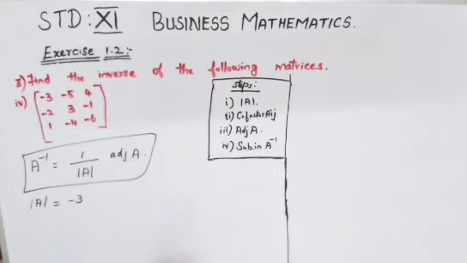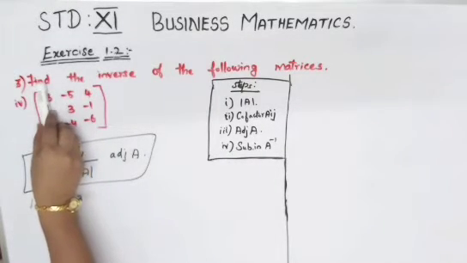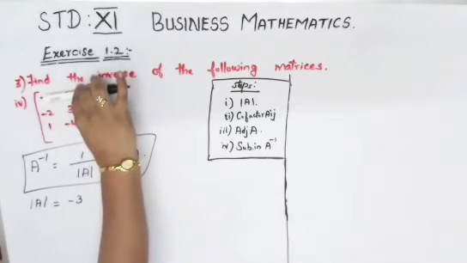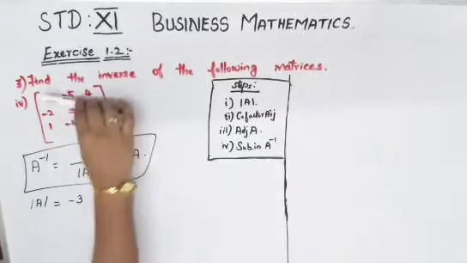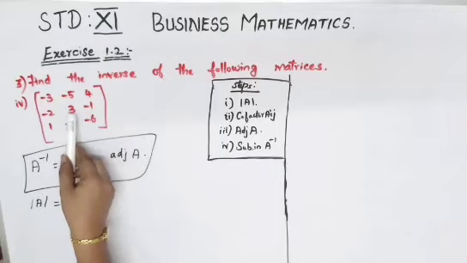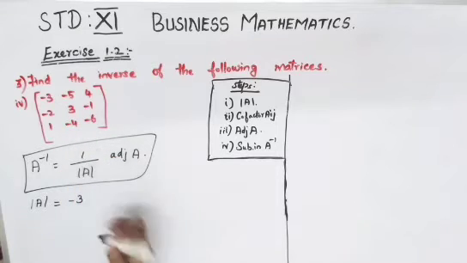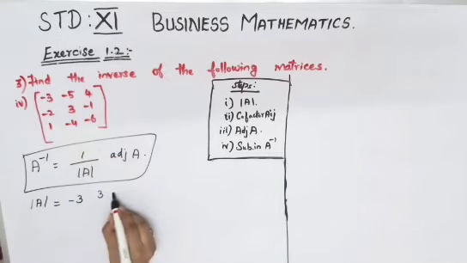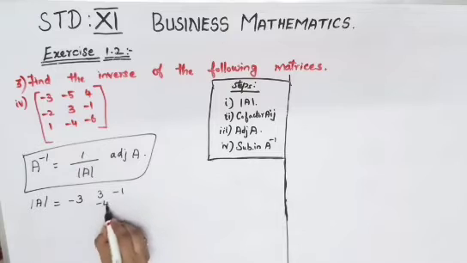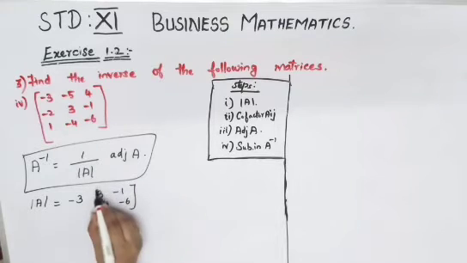The minor of minus 3 you will have to write it. So minor of minus 3 is the column and the row has to be eliminated. So this column and this row will go. So left out is 3, minus 1, minus 4, minus 6. So 3, minus 1, minus 4, minus 6, that is your minor of minus 3.